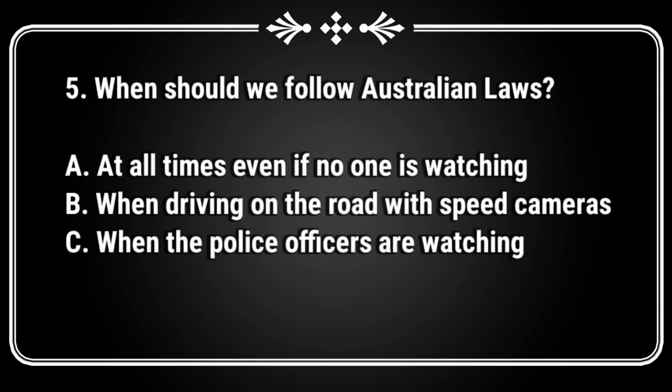Number 5. When should we follow Australian laws? Letter A, at all times, even if no one is watching. Letter B, when driving on the road with speed cameras. Letter C, when the police officers are watching. The answer is letter A, at all times, even if no one is watching.